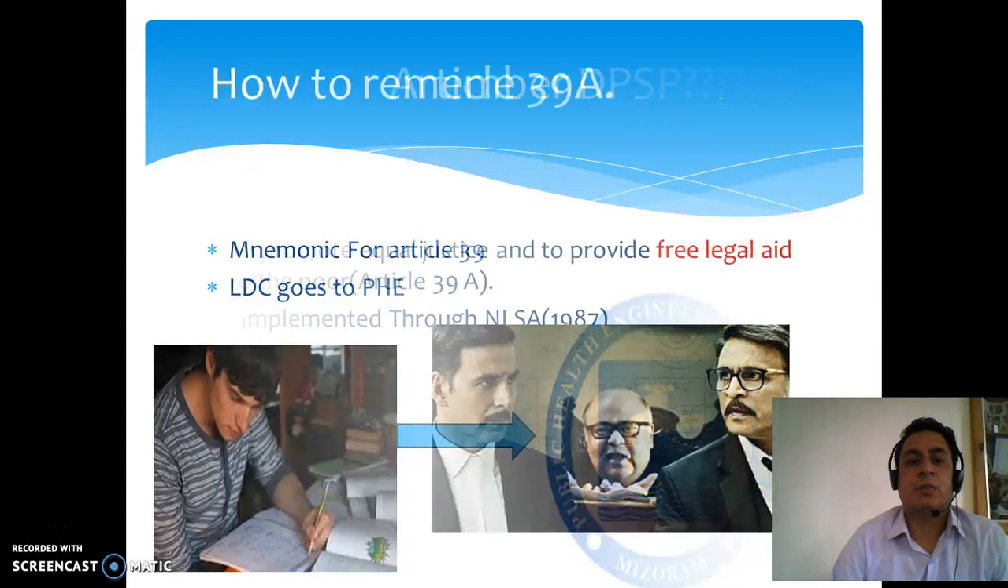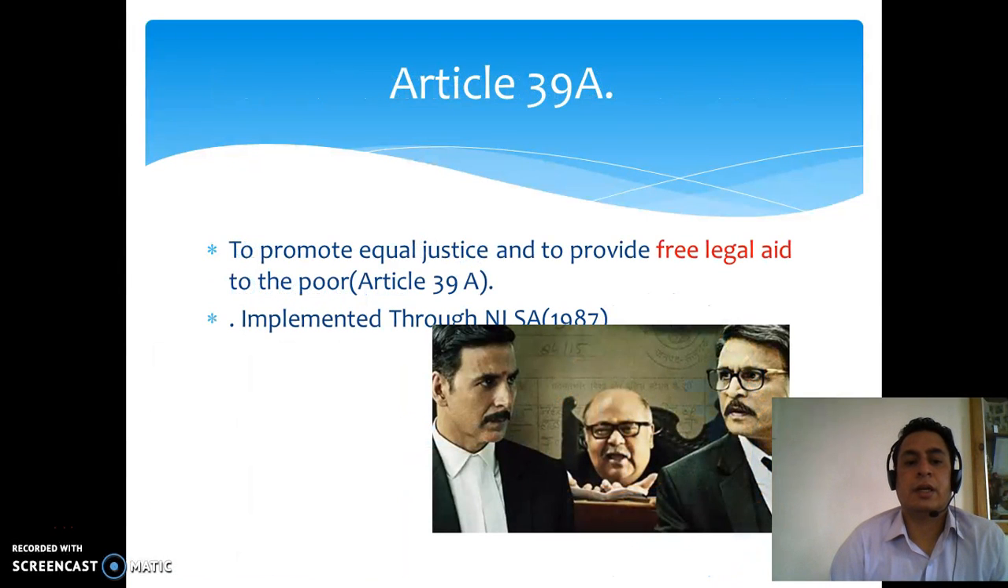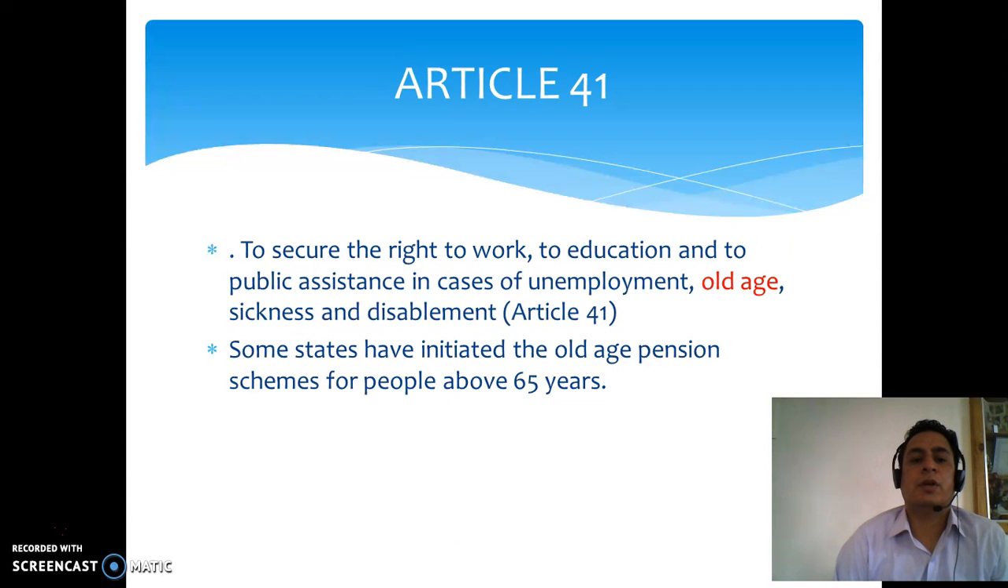Okay. Now moving on and talking about Article 39A. Article 39A is to promote equal justice and provide free legal aid to the poor. And in order to implement this particular article, the National Legal Services Authority has been established, which gives free legal services and aid to the poor. Article 41 talks about securing the right to work, education and public assistance in cases of unemployment, old age, sickness and disablement.